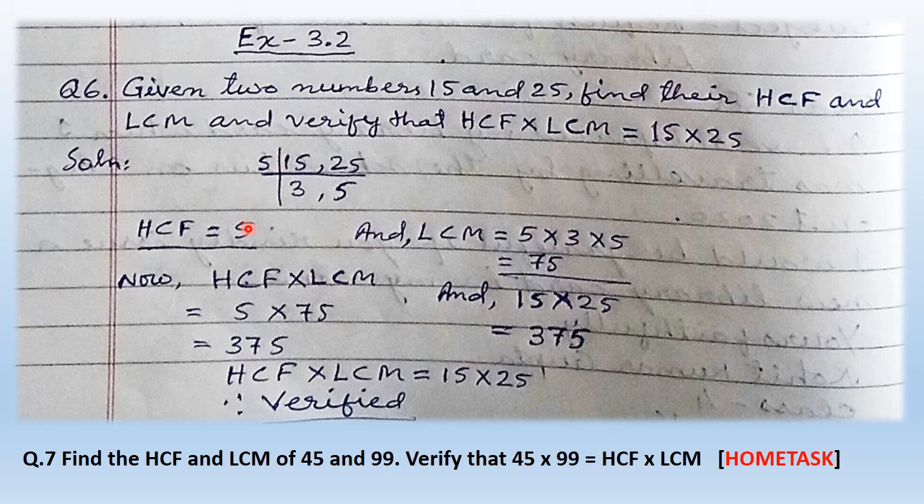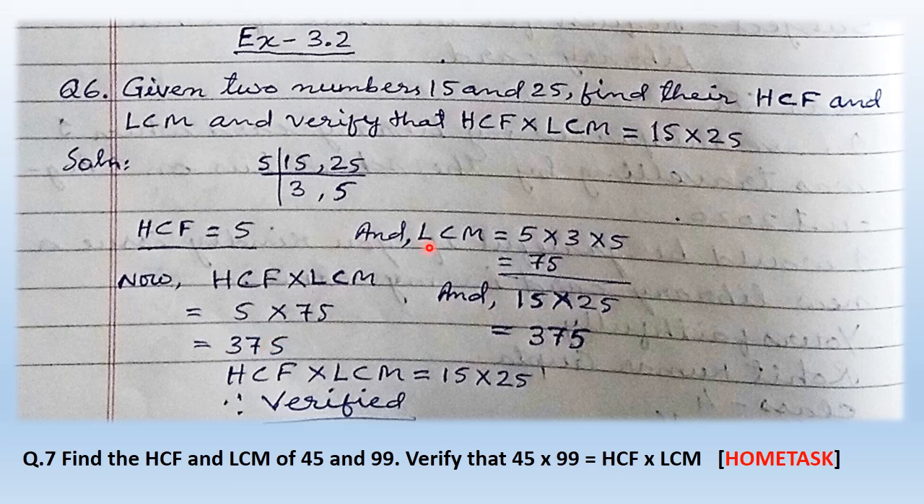The HCF is 5 and the LCM will be the product of all three of them, that means 5 into 3 into 5, which we have here. 5 times 5 is 25 and 25 times 3 is 75. So we got the HCF 5 and LCM 75. Now what we have to do, we are asked to verify that HCF into LCM will be equal to the product of the two numbers. So we will now multiply HCF into LCM. So 5 into 75, we get 375.